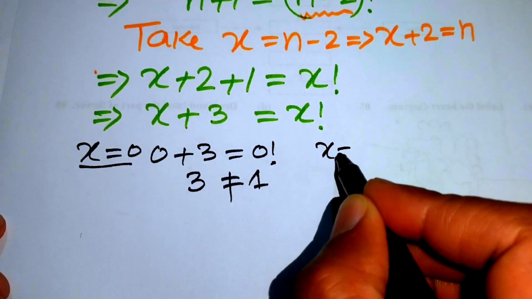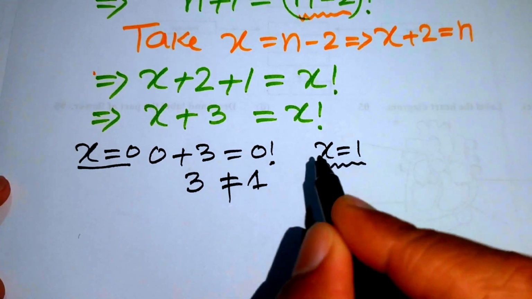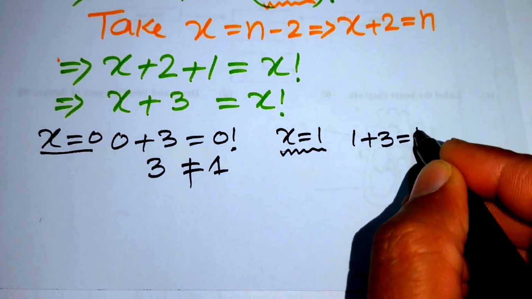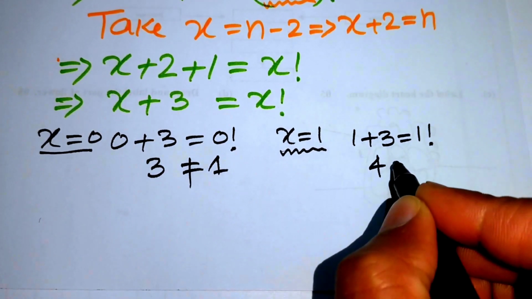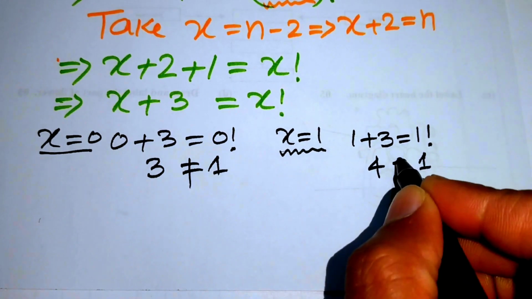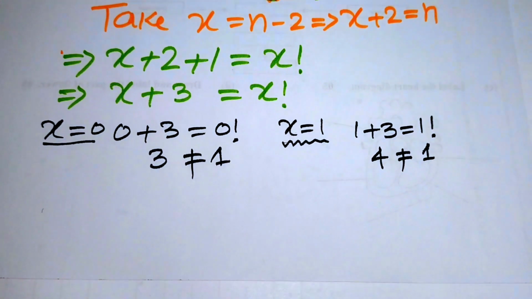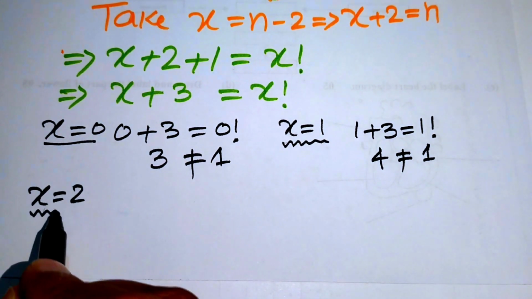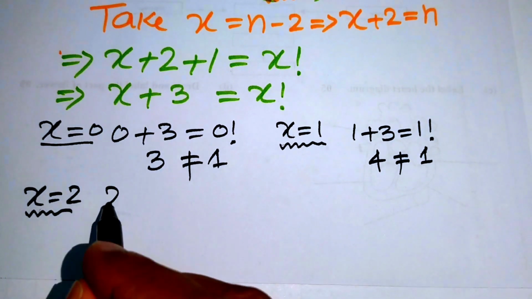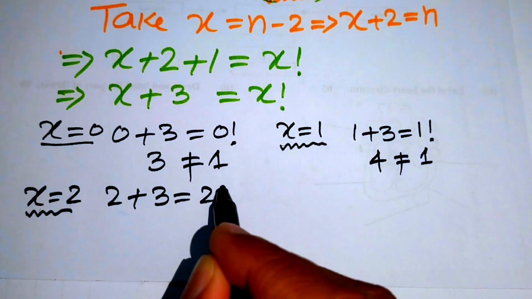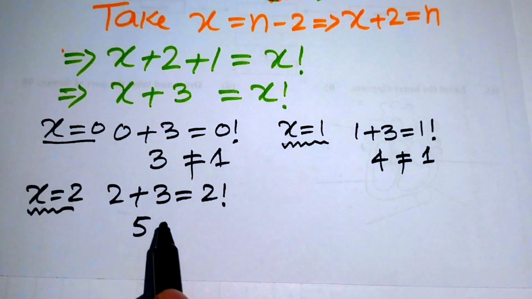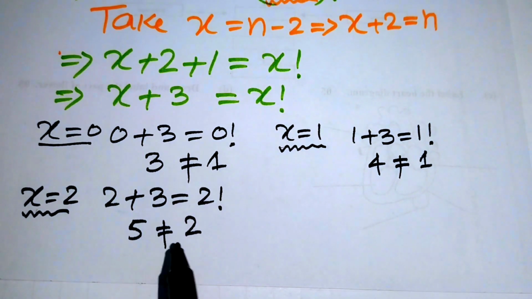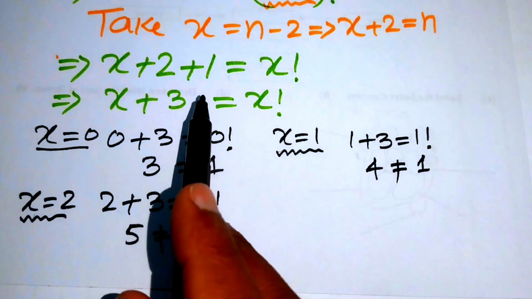And similarly here we check at x equals 1, and when you put x equals 1 on both sides, then you get 1 plus 3 equals 1 factorial, and 1 plus 3 is 4, and 1 factorial equals 1. So 4 is not equal to 1 and it is not possible. And here we check at x equals 2. So when you put x equals 2 here, then you get 2 plus 3 equals 2 factorial, and 2 plus 3 is 5 and 2 factorial is 2. So 5 is not equal to 2 and it is not possible. So x equals 2 does not satisfy this equation.